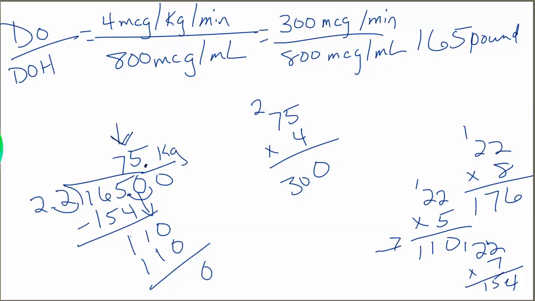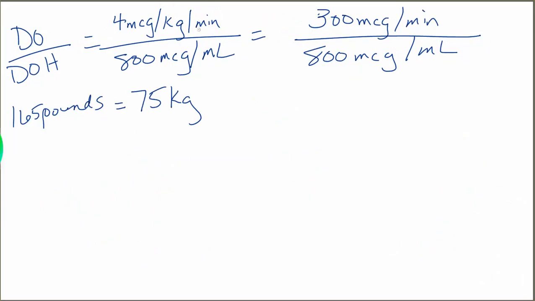All right, I'm going to rewrite this out for you, get it cleaned up so we have some space. All right, so we've got this cleaned up. Again, that 165 pound patient we determined is actually 75 kilos. So for each kilo of body weight, we are giving 4 micrograms of medication. That means we're giving in total 300 mics per minute. And at the bottom we see that we have 800 mics per ml as our dose on hand.